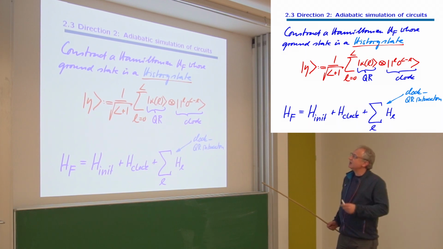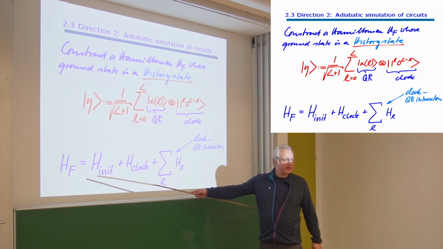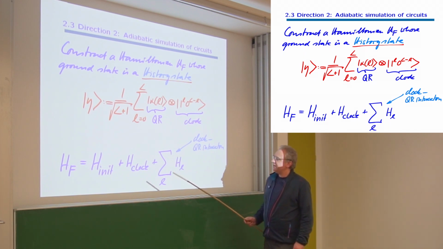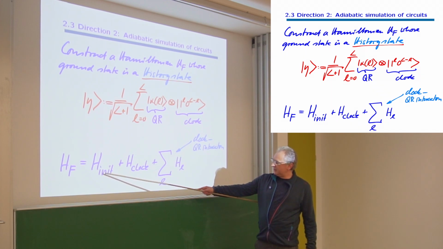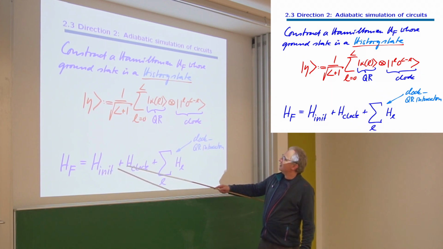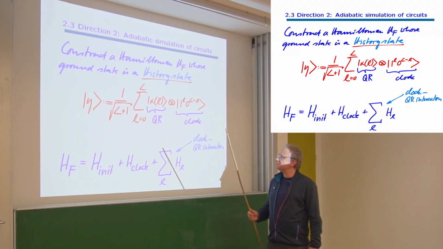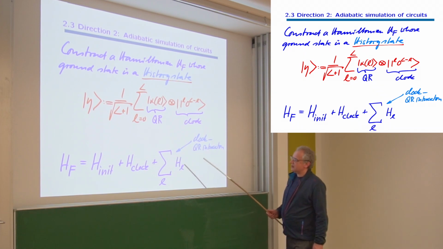Okay, good. So all I want to do is to explain a little bit what this final Hamiltonian looks like. Only a little bit. So there is an initialization Hamiltonian. That piece is there for making sure that the initial state alpha of 0 is, I don't know, all qubits in 0 or something like that. And also the clock is supposed to be initialized in 0.